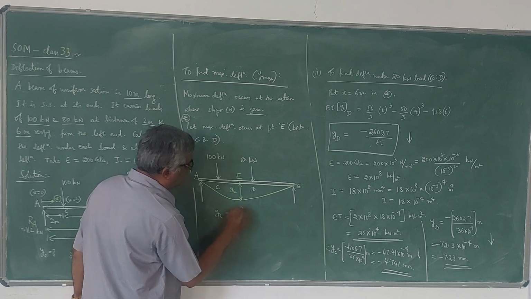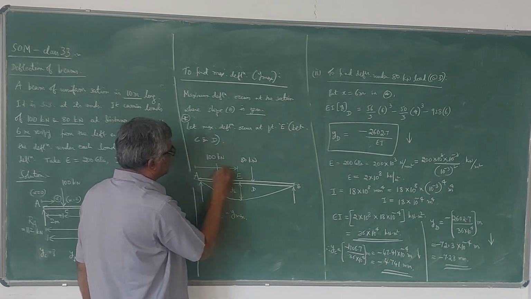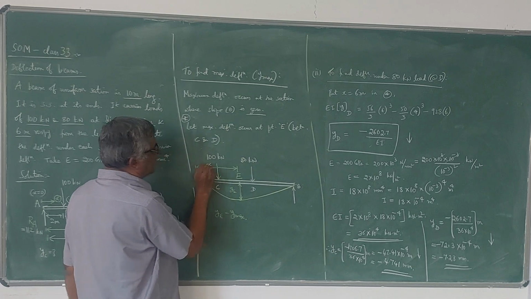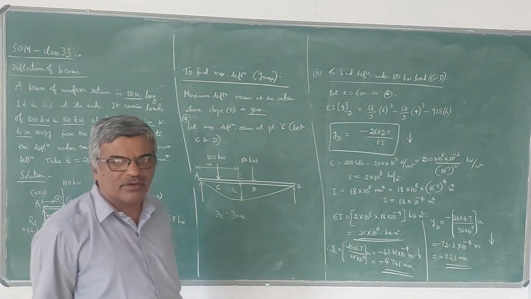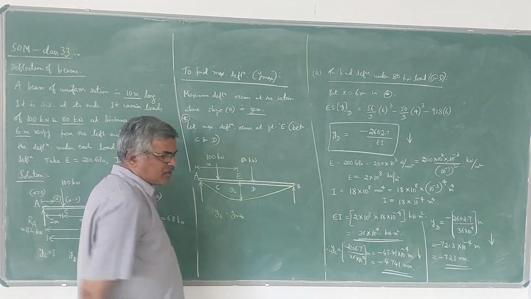So we need to find the location of this point E. It is not exactly at the center because the load is not symmetrical. If the load is symmetrical, then we can say that maximum deflection occurs at the midspan point, which I have done in the first problem.